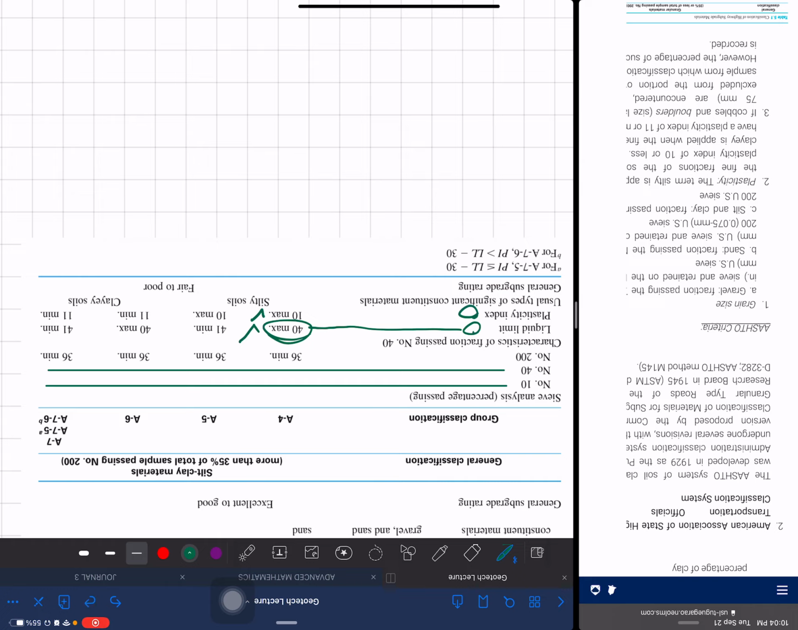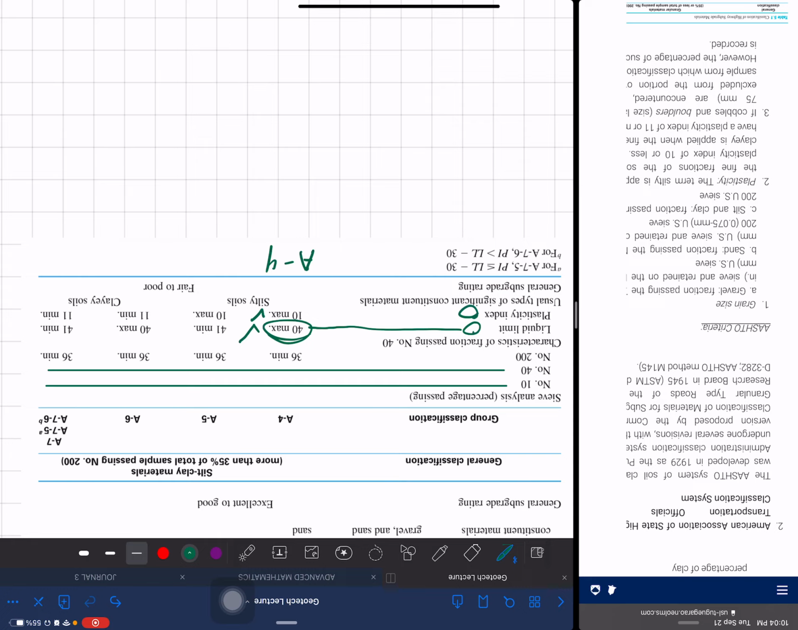Okay, mag-stop ka na sa A4 kasi na-satisfy na nga niya. So, the classification of your soil will be A4 pag ganun. Okay? So, kunyari, na-classify mo siya A4. Okay. So, the next thing that you're going to do is actually to determine the group index of the soil. Okay, and how will you determine the group index?